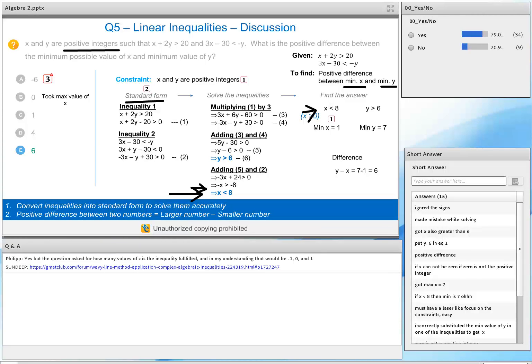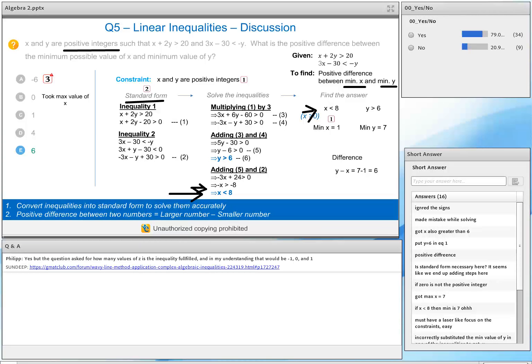X is less than 8, so the maximum value of x will be 7, not 1. Y is greater than 6, so the minimum value of y will be 7. Okay, that's all that it takes to solve such questions. Very straight step-by-step form here.